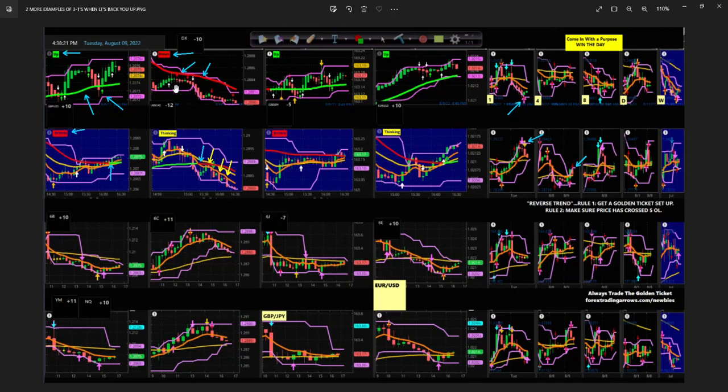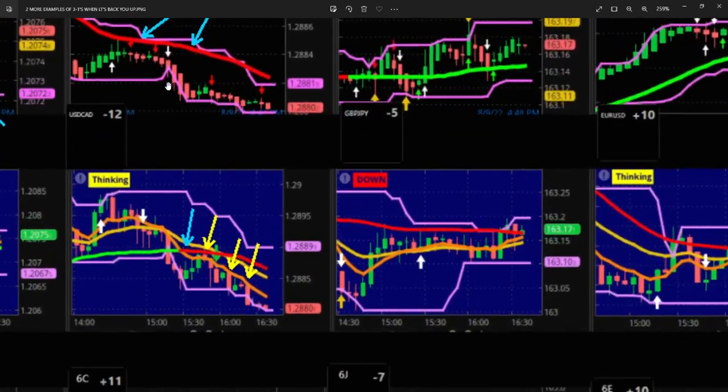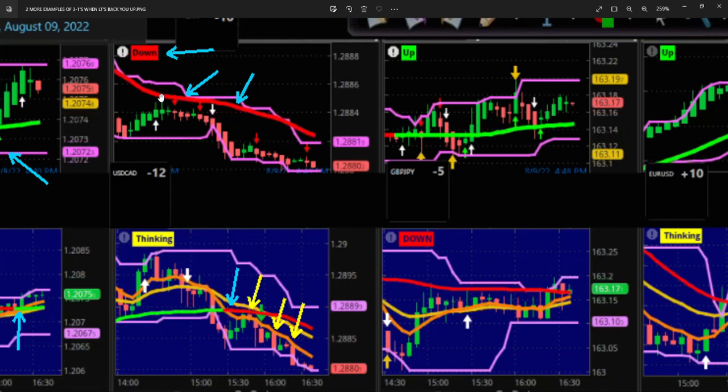Okay, and again, look at the entry here. HA line, bang, winning trade.